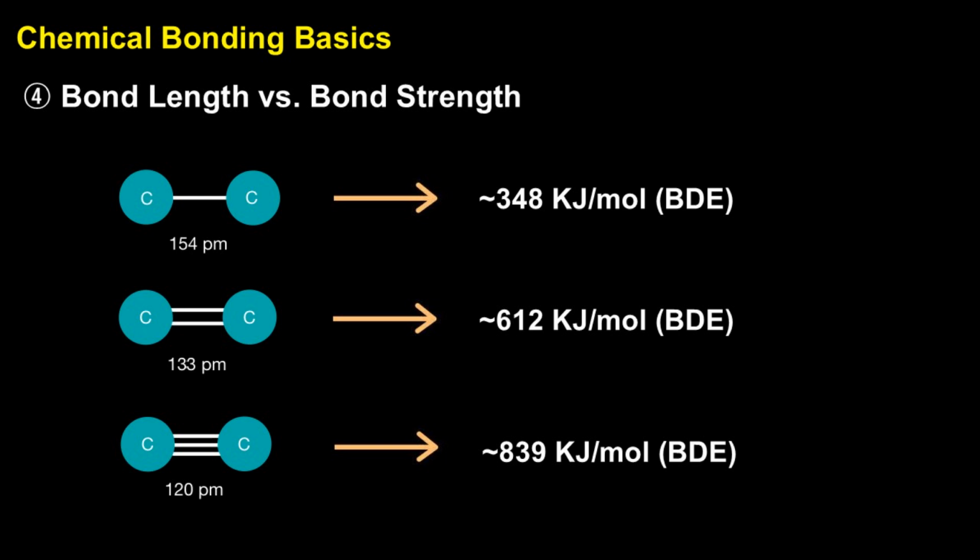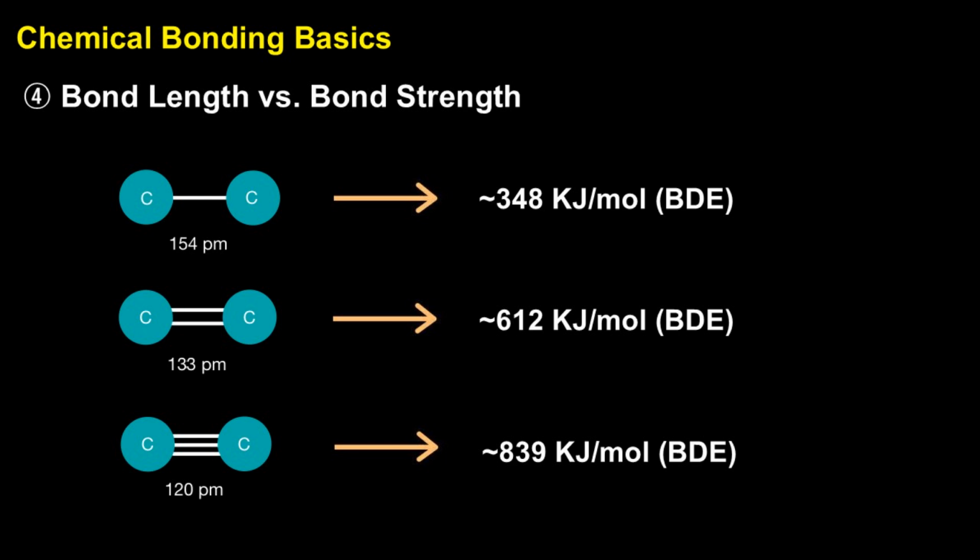Now that we've looked at how bond length varies, let's talk about how it connects to bond strength. Here's the key rule to remember: bond length and bond strength are inversely related. In other words, the shorter the bond, the stronger it is. That's why triple bonds are the strongest. They're also the shortest. Double bonds come next, and single bonds are the longest and the weakest. This happens because more overlapping orbitals create greater electron density between the atoms, which makes the bond stronger and harder to break.